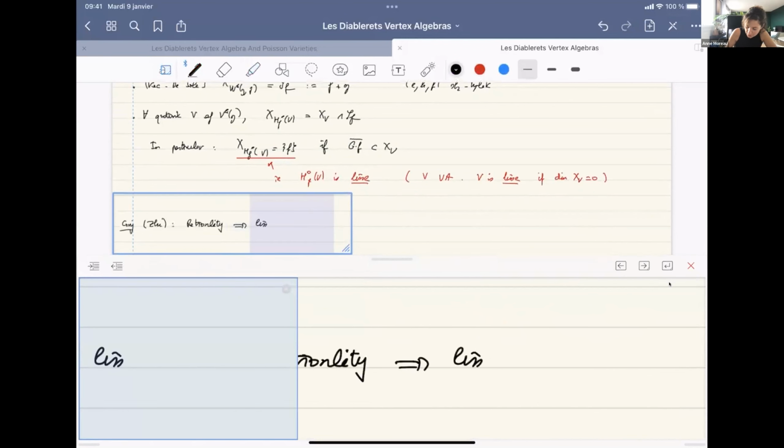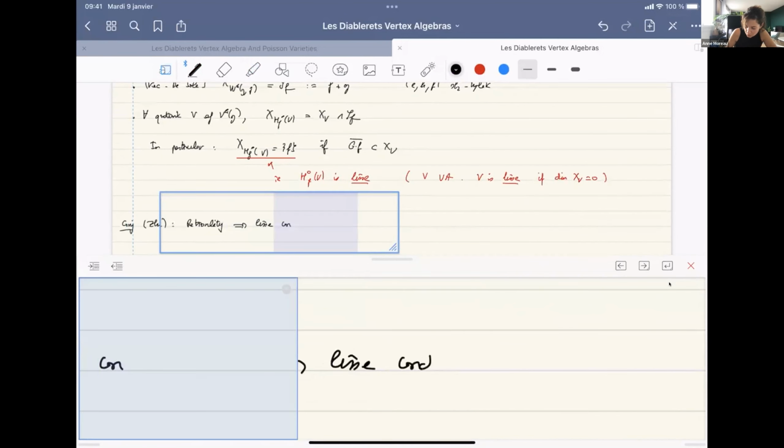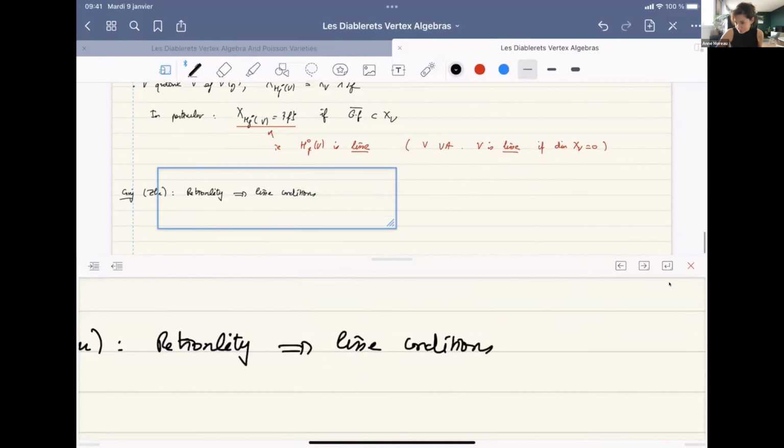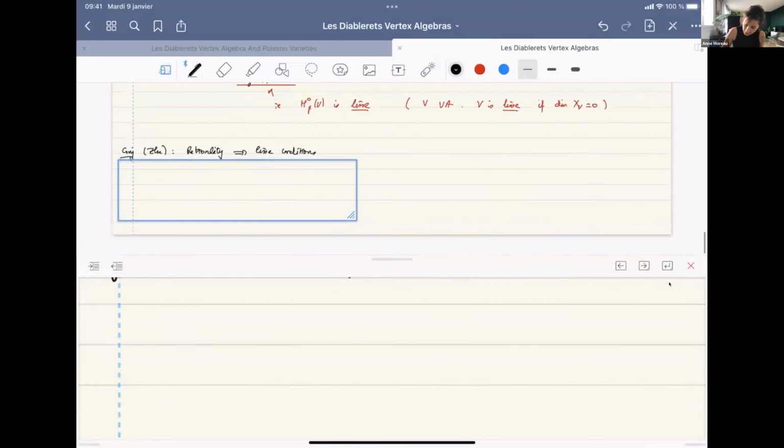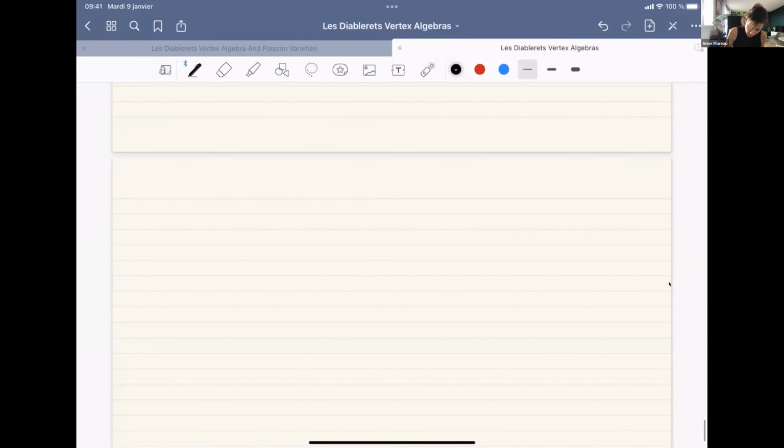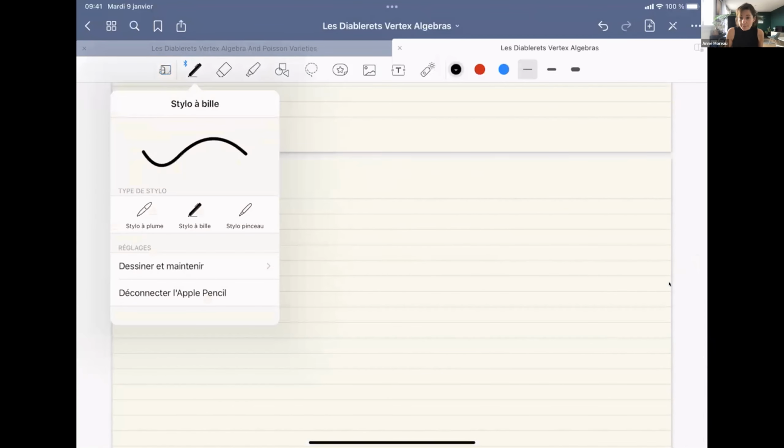And these two conditions are known to be very interesting because Lisse or rational vertex algebras have very nice properties. The converse is known to be not true, so this is only in this direction. And for W algebras, we have the following conjecture.